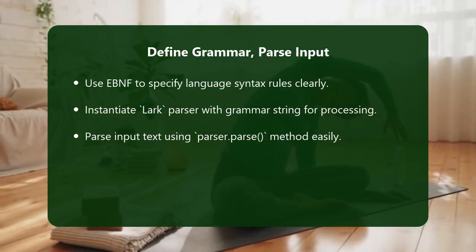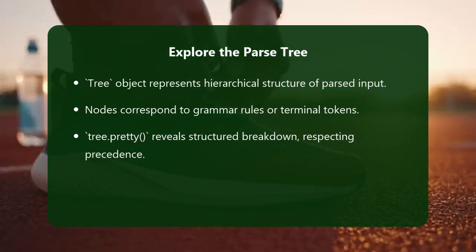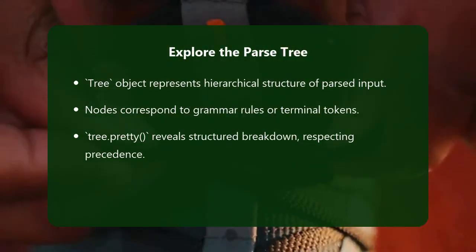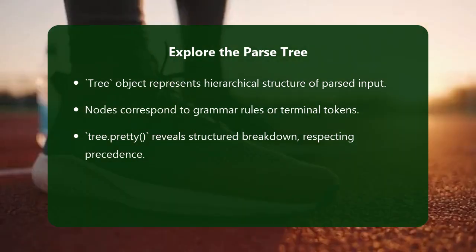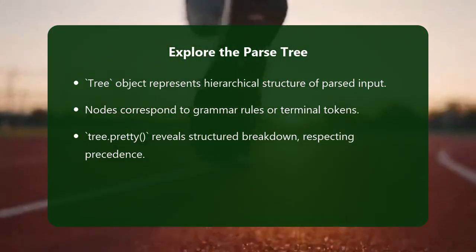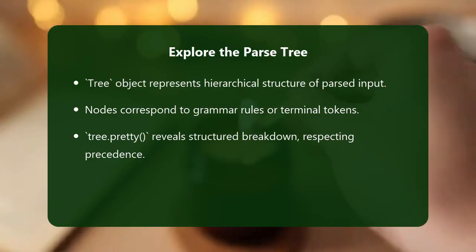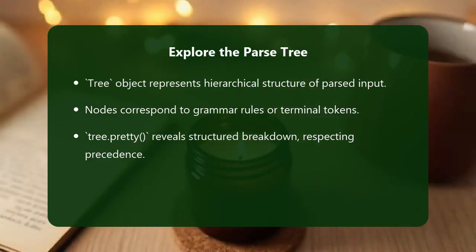This tree structure is incredibly powerful. Each node in the tree corresponds to a rule in your grammar or a terminal token, like NUMBER. Inspecting tree.pretty() will reveal the structured breakdown of your input, showing how 1 + 2 * 3 is interpreted as an expression composed of terms and factors, respecting operator precedence.